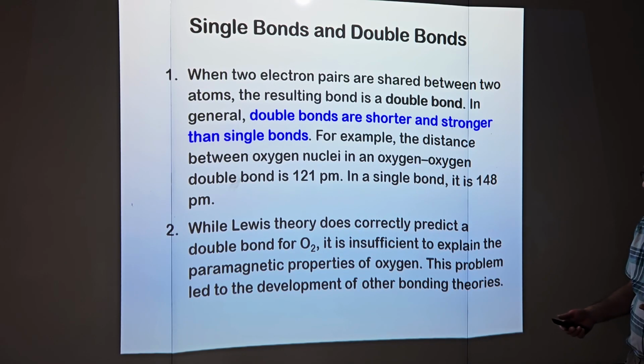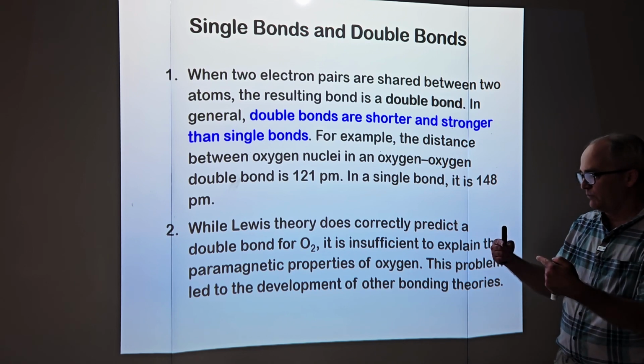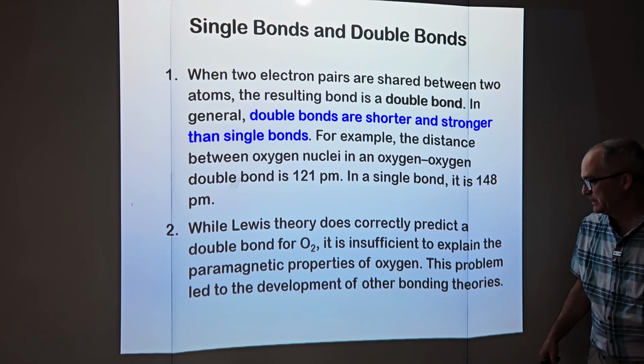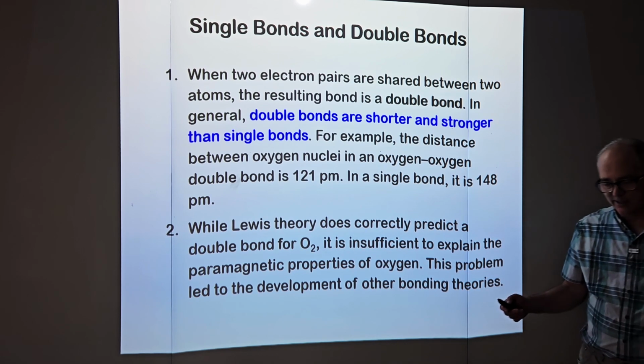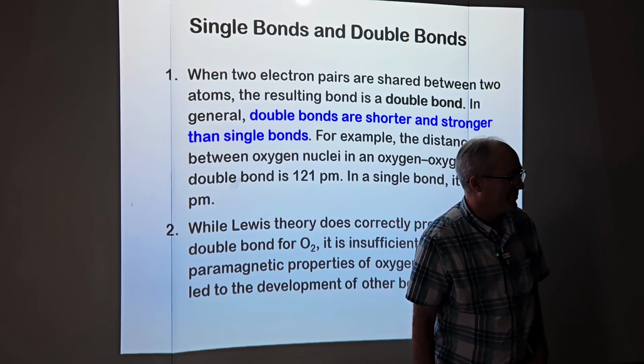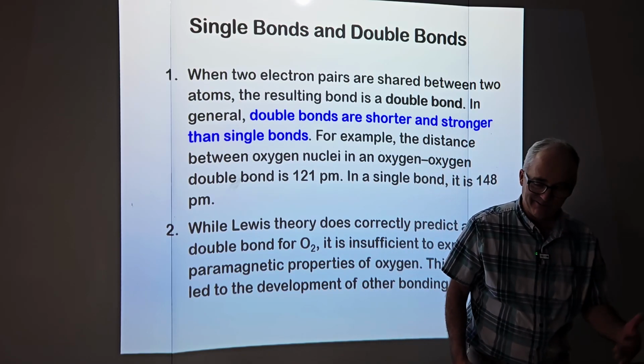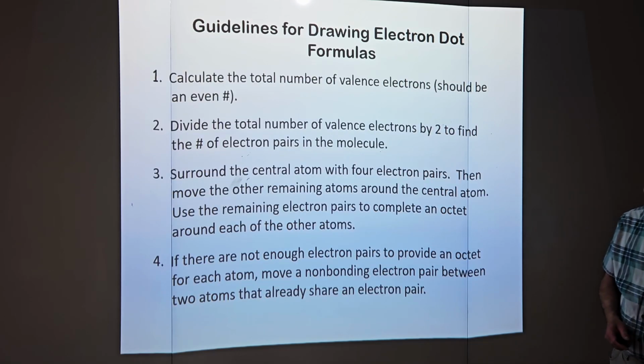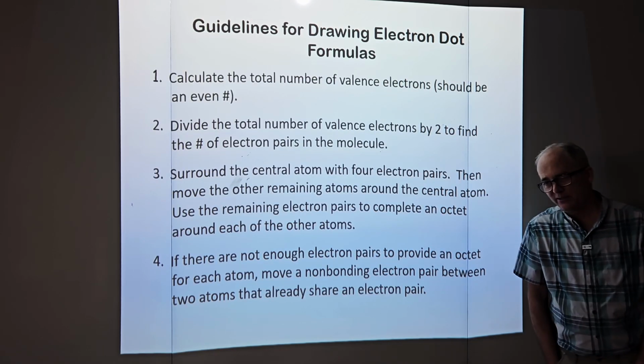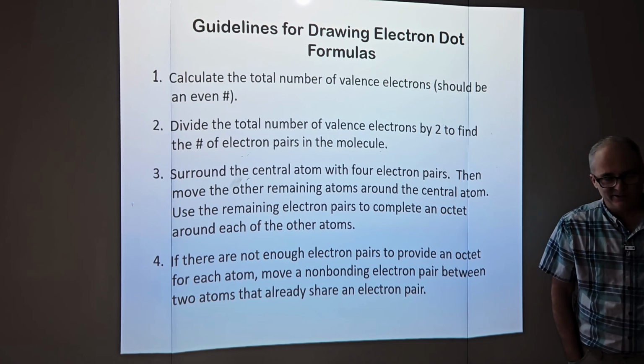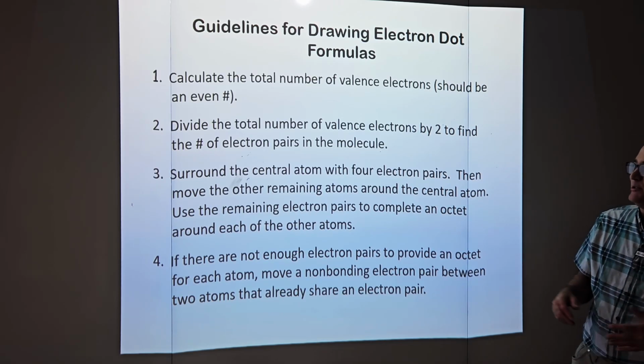So Lewis theory does correctly predict the double bond for oxygen. If you have liquid oxygen, you can catch it between 2 poles of a magnet. We say it's paramagnetic. So I'll put in a plug-in for general chemistry. Take general chemistry and you can find out what that means. So thus far you've seen me do some very simple Lewis structures for diatomic elements.